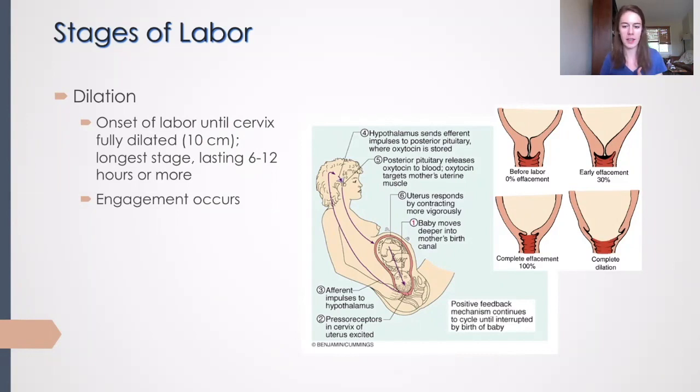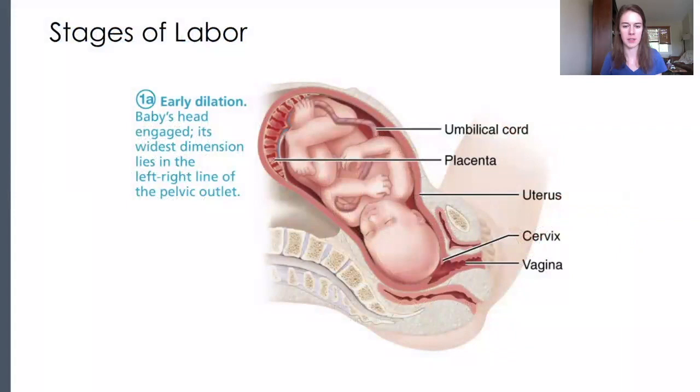Engagement is when the baby is actually moving into the birth canal, so actually has contact against the pelvis, which can cause these greater contractions to start to occur. But the reason that we have this dilation occurring is because the head of the baby is actually pressing on the cervix. So that's what's actually causing the cervix to expand as the bones of the pelvis start to expand as the baby presses up against them. So dilation is when the baby's head is engaged with these pelvic bones. That starts that whole process.